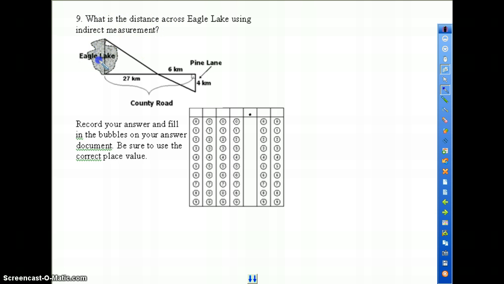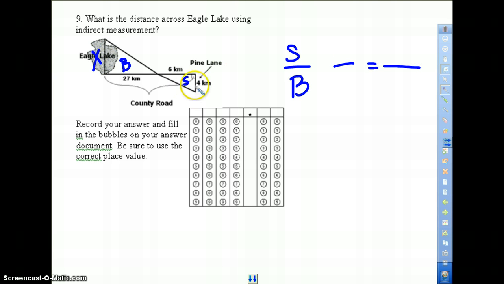What is the distance across Eagle Lake using indirect measurement? Okay, here's Eagle Lake. We're going to call that length x. And I'm going to call that my small, and this one's my big rectangle. And anytime you've got this kind of setup, they're similar triangles. So they're small to big. I'm going to pick a length in the small. I'm going to pick 4 in the small.